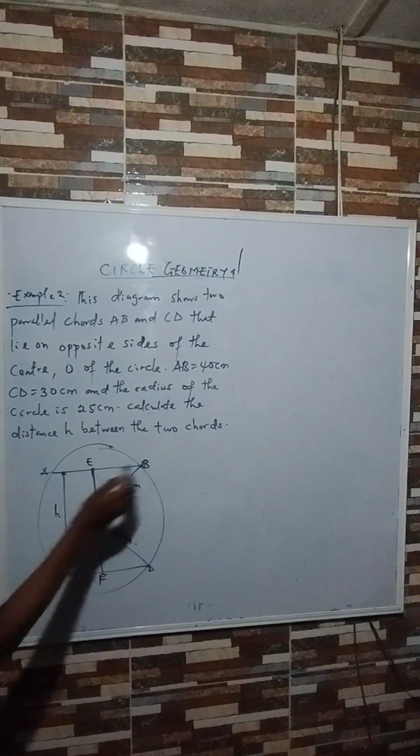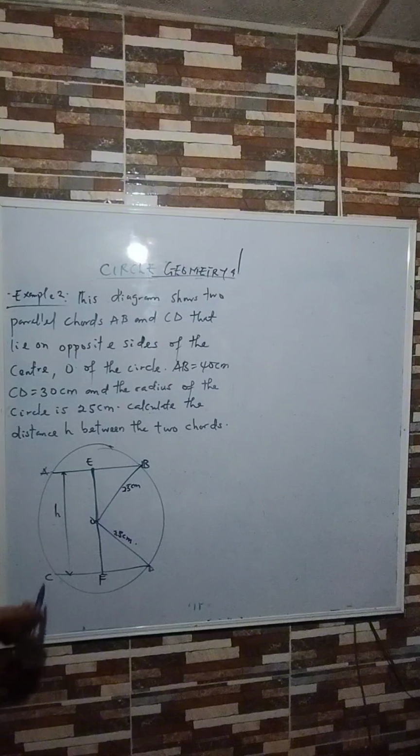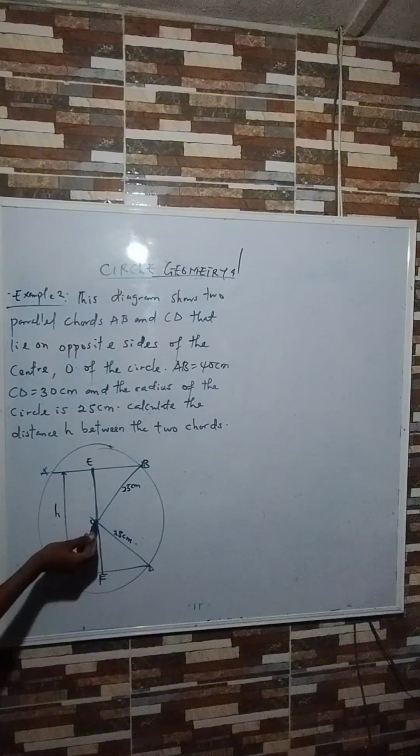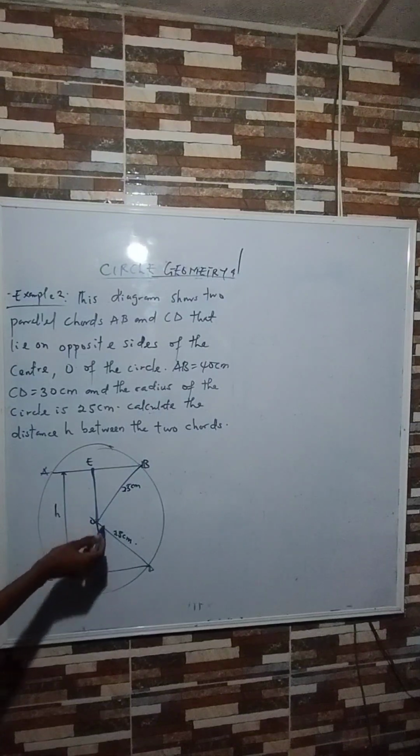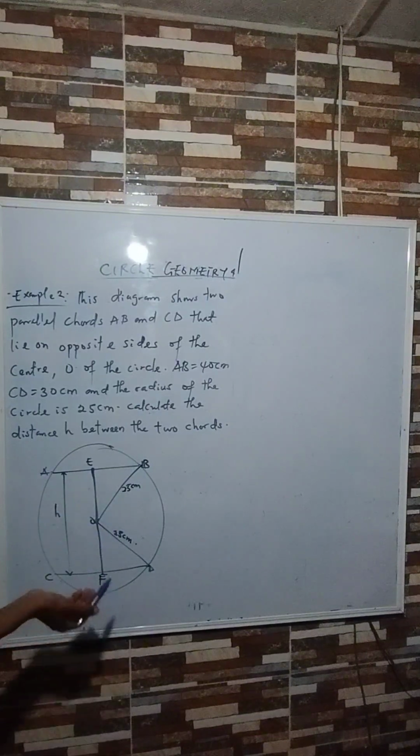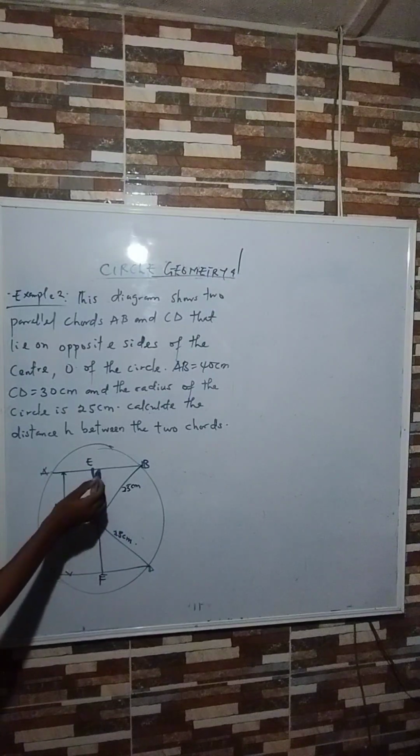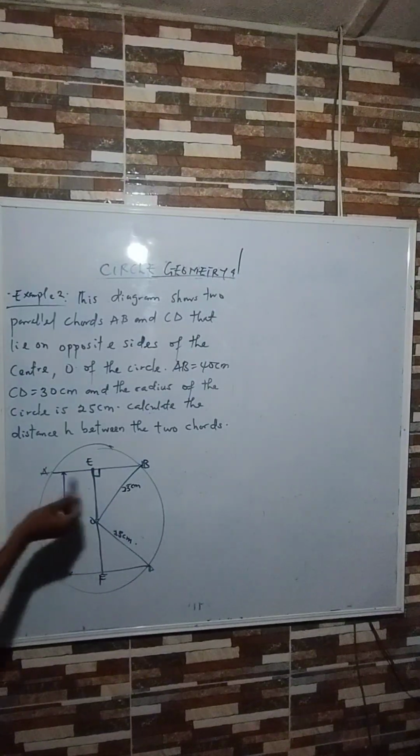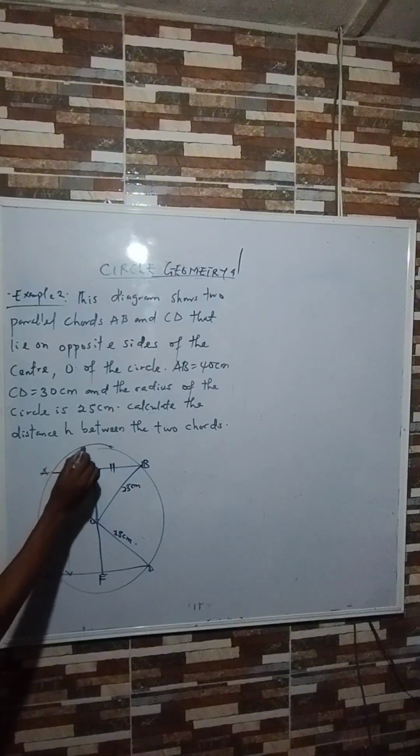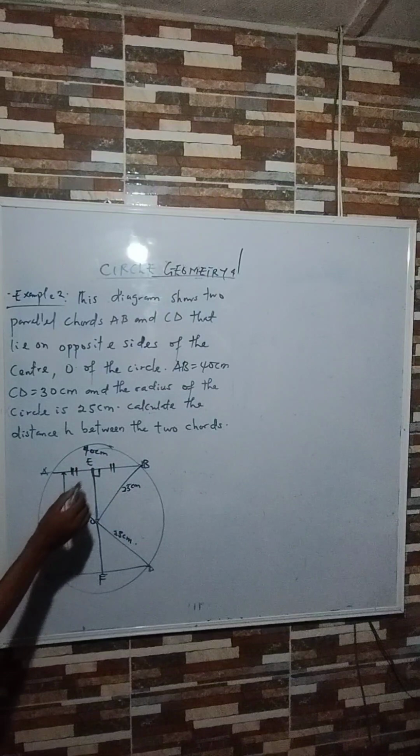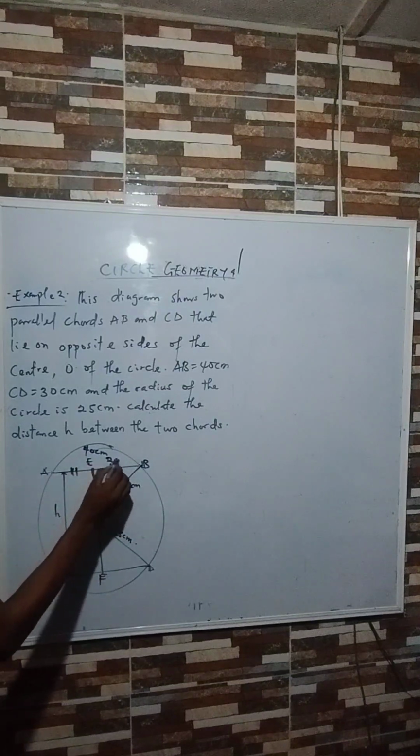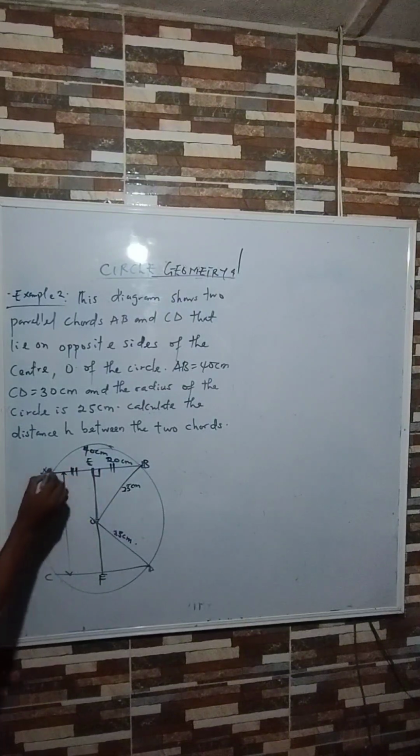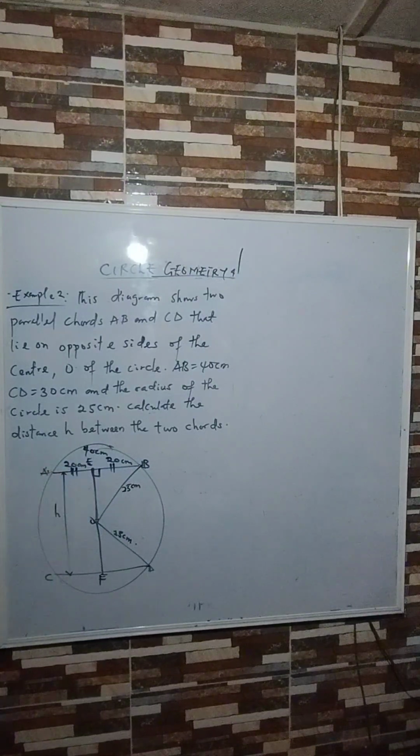AB is 40 centimeter. Now, I know definitely that this line, in as much as it is coming from the center here, it is not all lines. You can have a line that is not coming from the center, and it doesn't make it 90, no. In as much as it's coming from here, it makes this place to be 90 degree. So if here is 90 degree and we are told that the distance AB is 40 centimeter, definitely EB will be 20 centimeter and EA will also be 20 centimeter.